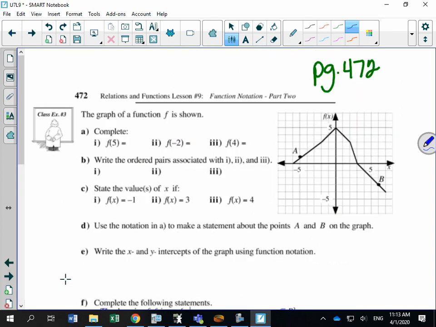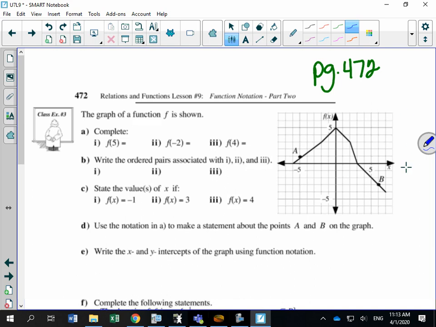Flip your page to class example 3. So this is the last class example, and then I'll set you up with the homework and I'll help you with a couple homework questions. So class example 3 is going to be a graph. This is really important. Can you read a graph if it's written in function notation?